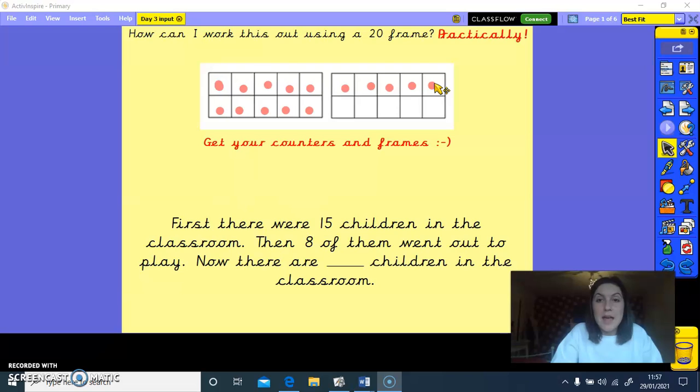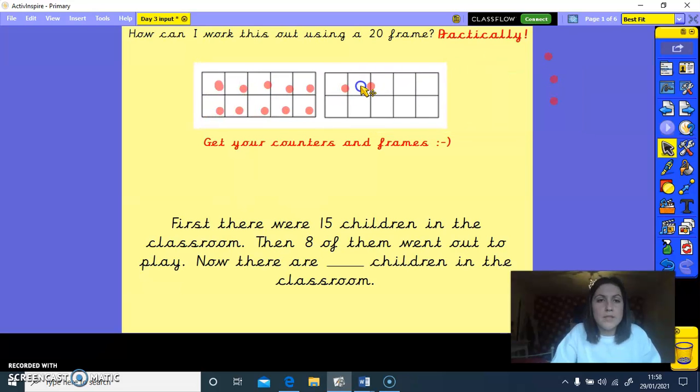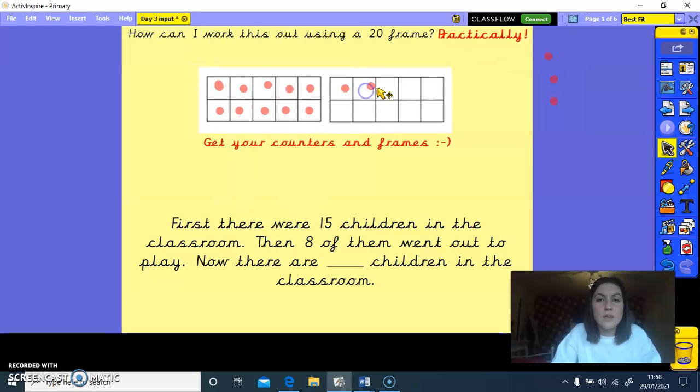8, brilliant. So let's do it together. Let's take away 8 Weetos, Cheerios, pasta pieces, counters, whatever you've got. Are we ready? 1, 2, 3, 4, 5, 6, 7, 8. Let's make sure. 1, 2, 3, 4, 5, 6, 7, 8. Have you removed 8 as well?